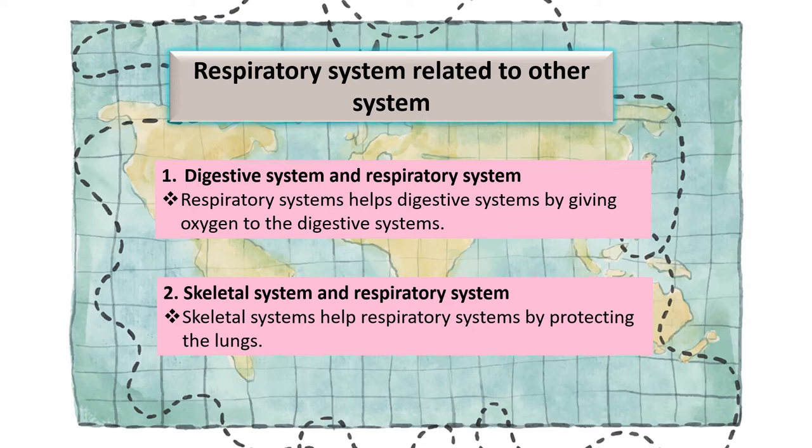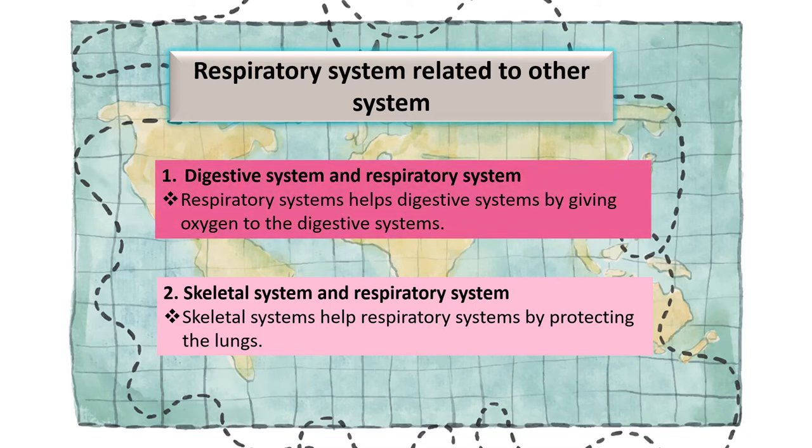The first is the digestive system and respiratory system. As we know, the digestive system has a basic but important function. It breaks down the food into simpler substances that the body can use, including proteins. This helps the respiratory system because the lungs need nutrients. And the respiratory system helps the digestive system by giving oxygen to the digestive system.